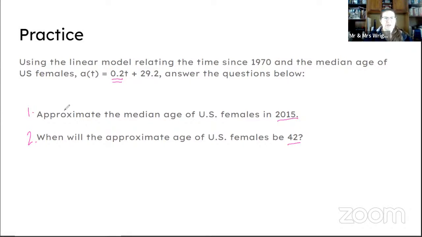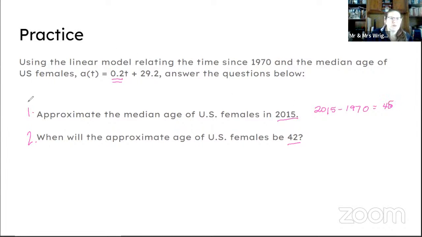Welcome back. So the approximate median age of US females in 2015. Again, this is going to be our input value. And our input value is not exactly the year. It's how many years have passed since 1970. So 2015 minus 1970 is how we're going to figure out how many years have passed. That's going to be 40 years. That can't be right. 45 years. I don't know why I looked at that wrong.